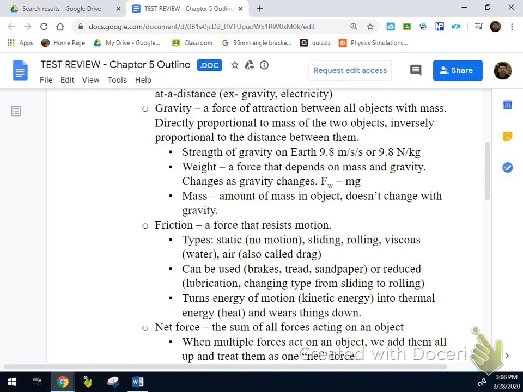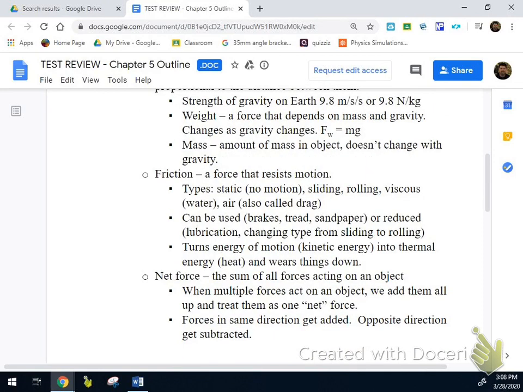Your weight depends on the pull of gravity and the mass that you are. The equation that we used to calculate the weight of an object, or if we had the weight and we wanted to look at its mass, was Fw, which is the force of weight, is equal to mass. Mass, remember, is measured in kilograms, times gravity.